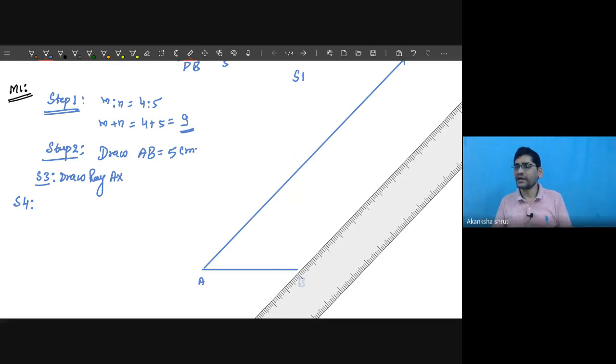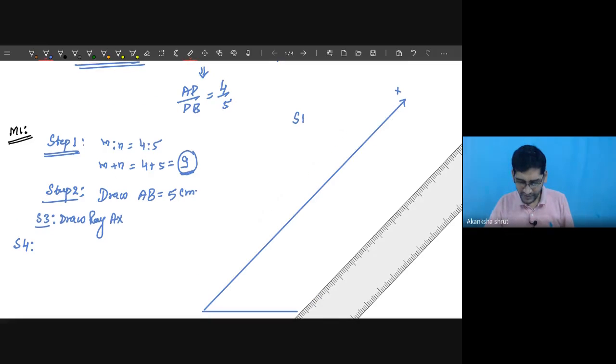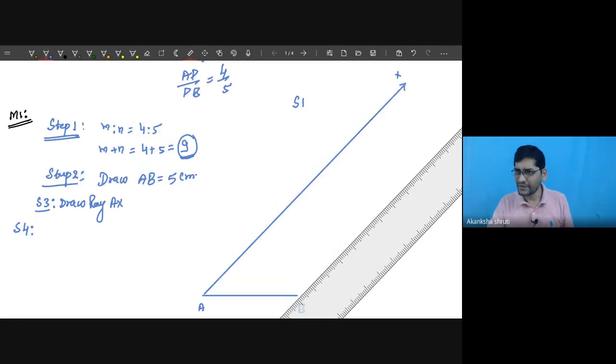you have to take a fixed or a suitable radius in your compass, and you have to mark a total of 9, whatever this M plus N we have written. So M plus N equals segments on AX. So take a suitable length on your compass, so that 9 lengths can be put over AX. Need not be up to the end of X, maybe before that, or if required we may extend it, because it is a ray, it can be extended to infinity. So I'm taking this suitable length. So that is the step, right?